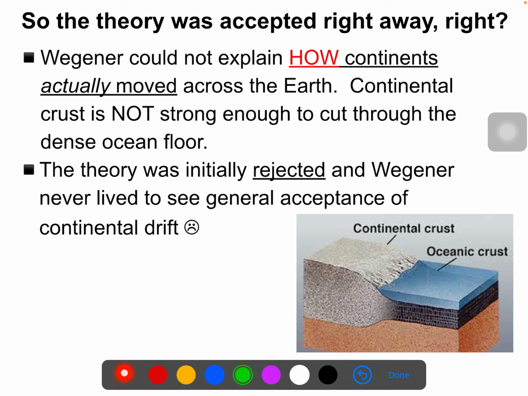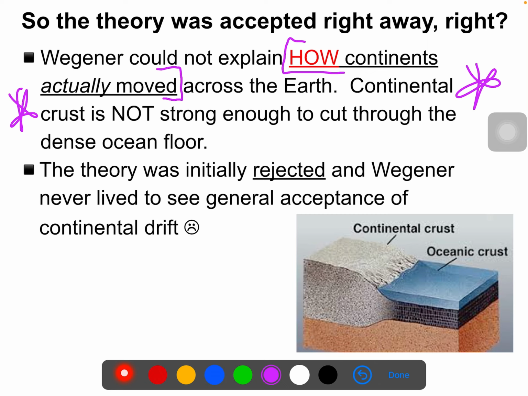His hiccup, I mean, people took in the evidence, people understood his 4 major evidences, but where his theory failed essentially is he didn't have enough evidence or information to explain how the continents actually moved across the earth. This is a big thing in your notes to star, circle, highlight, underline that part of the notes.